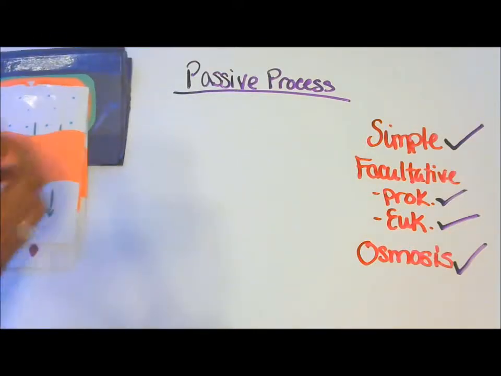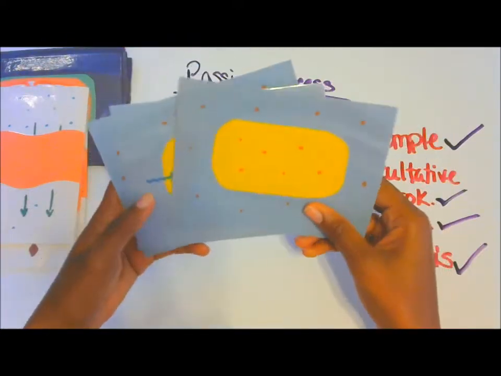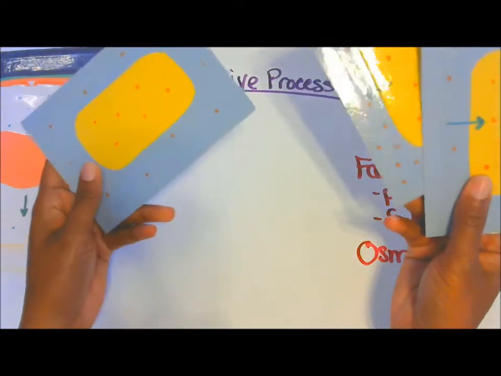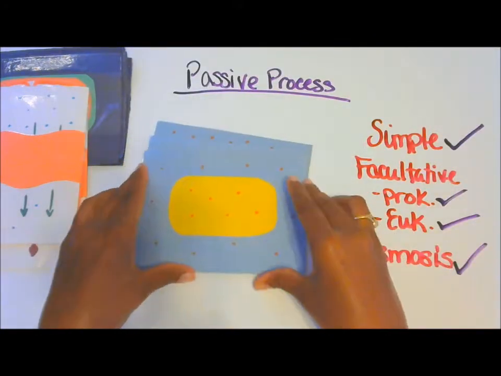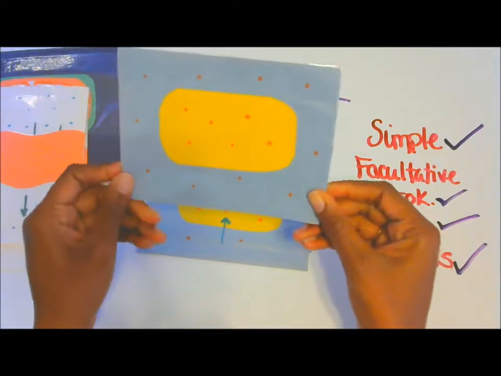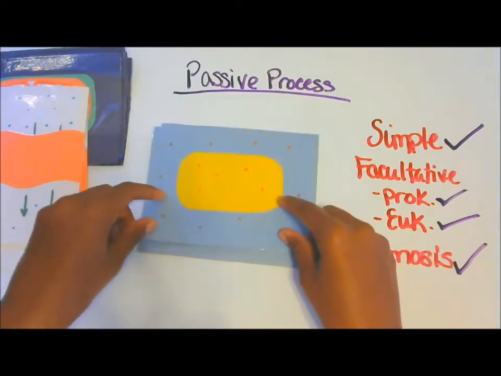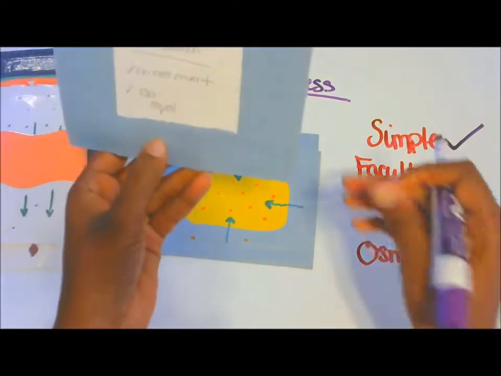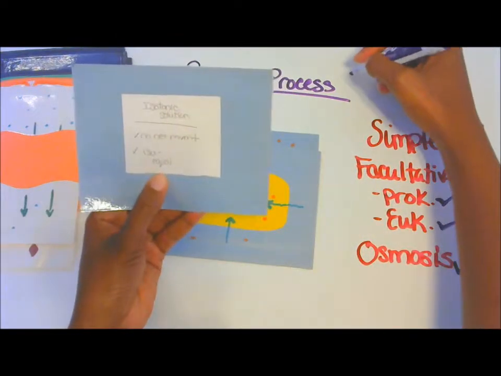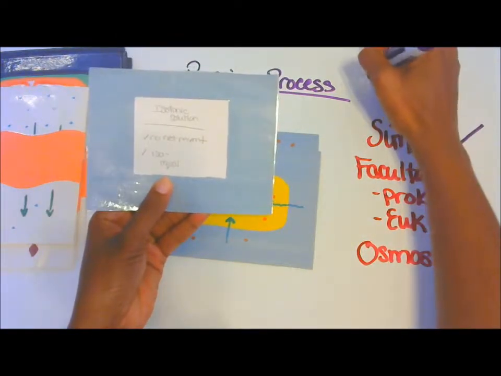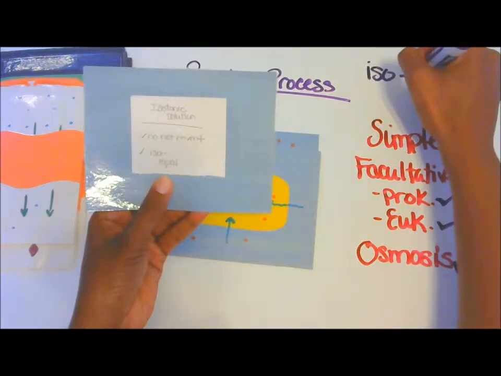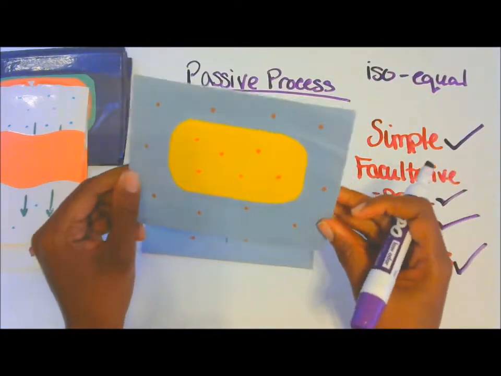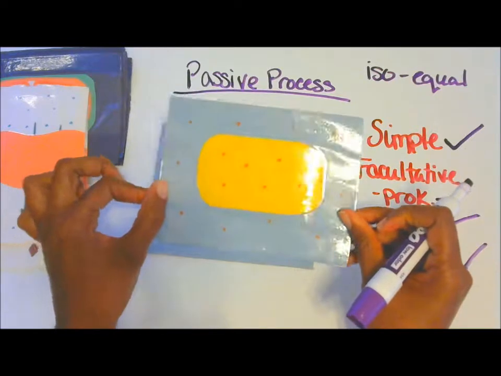Next up, it's solutions. Isotonic, hypertonic, and hypotonic. So here I have isotonic. Iso meaning same or equal. Again, on these I have the information. So here, iso meaning equal. Now there is no net movement. Everything is equal. Iso equal.